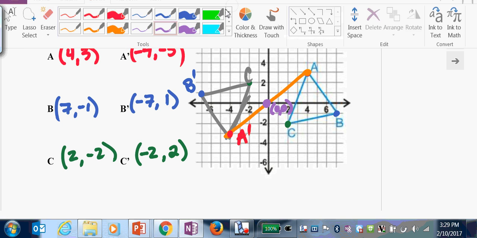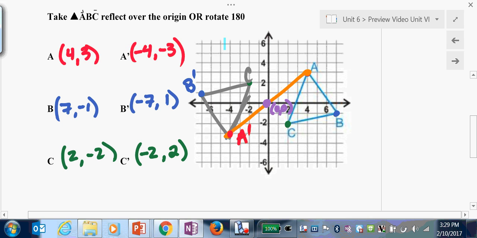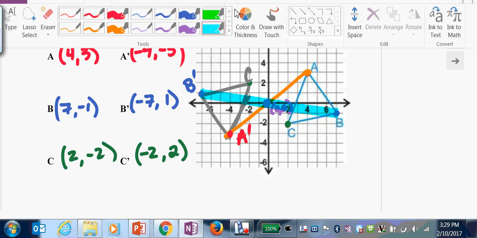And that would be true of everything we've done. If you take a look, again, B, edge to edge, straight across, same thing with C. That's why it's called reflecting over the origin. We're flipping over the origin.